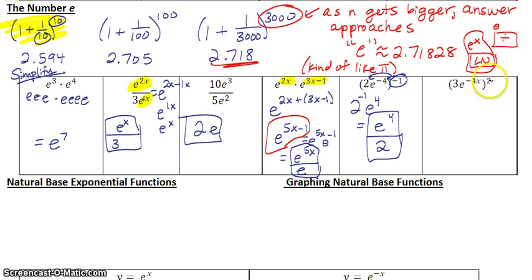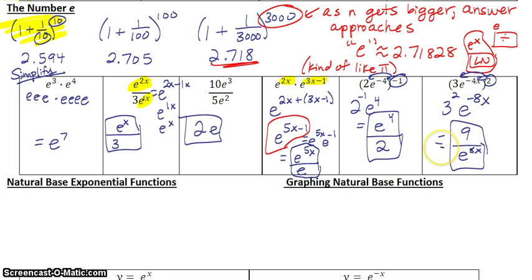Last but not least, I'm going to again distribute my exponent, so I have 3 squared, and then remember, I didn't mention this before, I'm assuming you remember, but when I say distribute, it's a power to a power, so I multiply them. So negative 4x times 2 would be negative 8x. And now I have a negative exponent, so 3 squared, which is 9, stays on top, but the e to the 8x goes to the bottom.